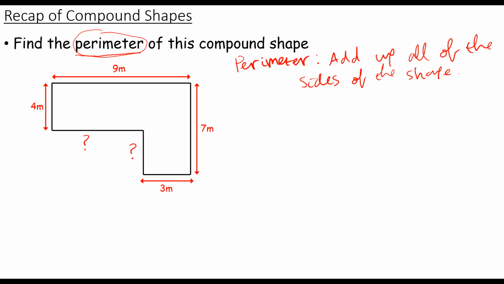So, if we look at this missing side here, we should be able to see it's going to be 9 take away 3, which is 6 meters, and this missing side here is going to be 3 meters, because I'm just looking at 9 take away 3, that will give us 6, and then 7 take away 4, that will give us 3. So now we know all of the sides of the shape. So all that remains is to add all of the sides up.